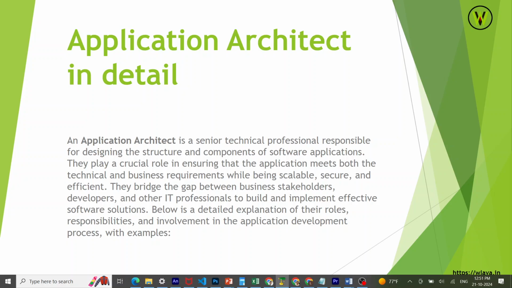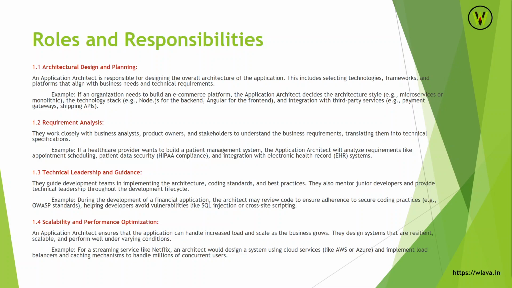1. Roles and responsibilities. 1.1 Architectural design and planning. An application architect is responsible for designing the overall architecture of the application. This includes selecting technologies, frameworks, and platforms that align with business needs and technical requirements. Example: if an organization needs to build an e-commerce platform, the application architect decides the architecture style, for example, microservices or monolithic, the technology stack, for example, Node.js for the backend, Angular for the frontend, and integration with third-party services, for example, payment gateways, shipping APIs.